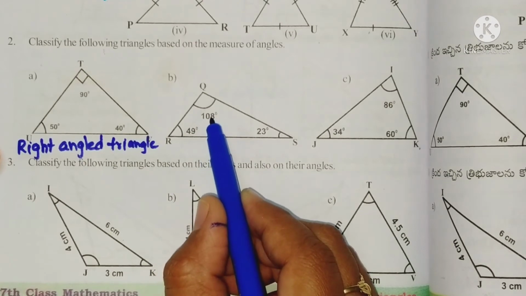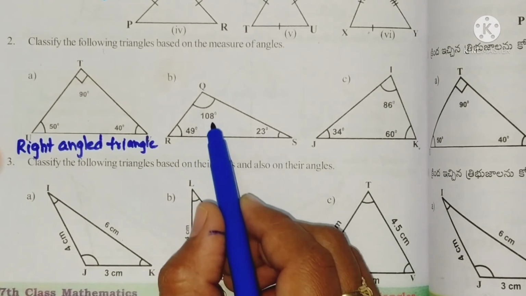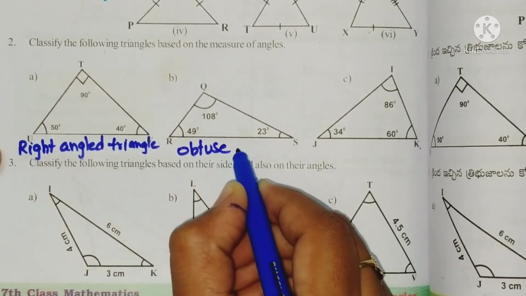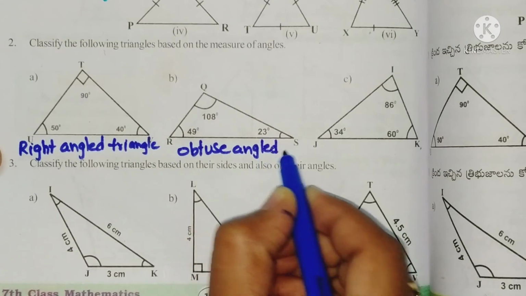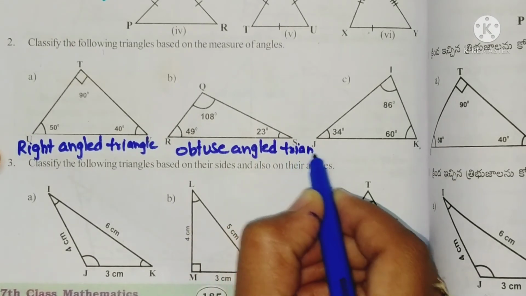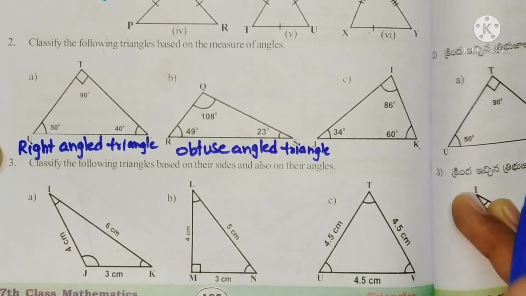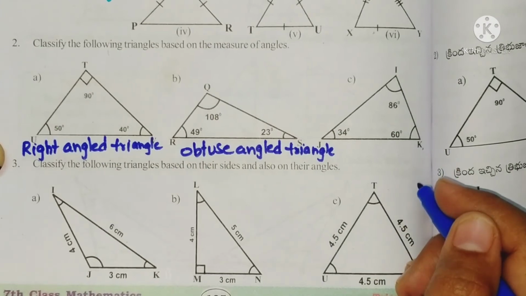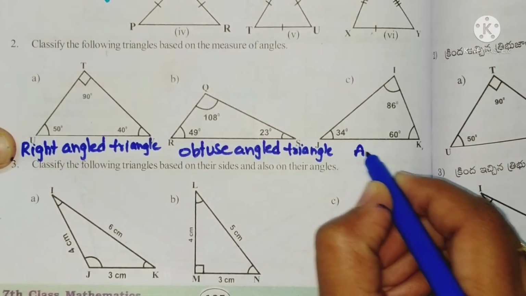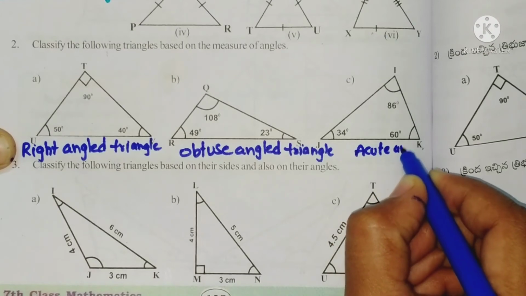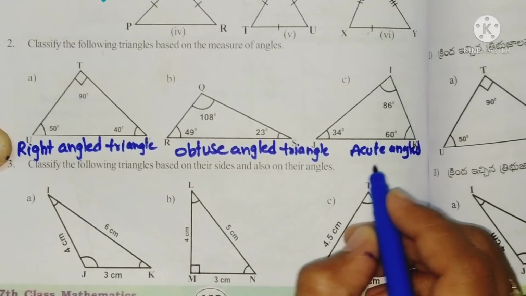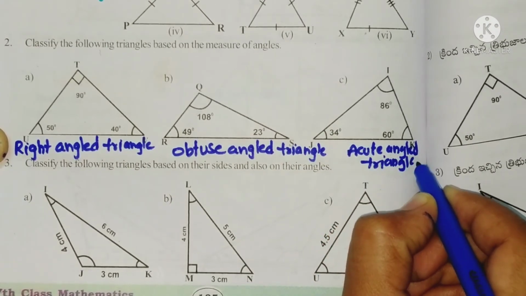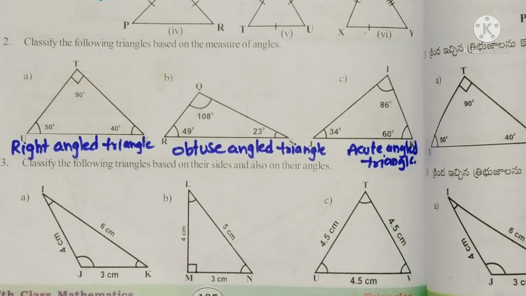Now here 108, 49, 23. One angle is obtuse. So this is an obtuse angled triangle. Next, coming to the third, 34, 86, 60. All the three angles are acute angles, na? So since all three angles are acute, the triangle is an acute angled triangle. Okay. So this is an acute angled triangle.